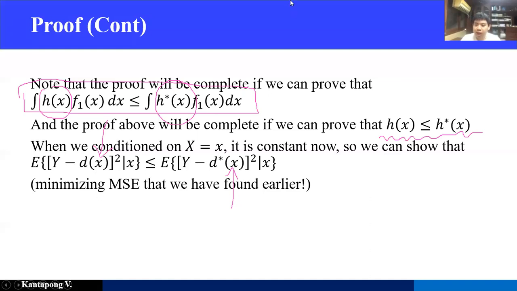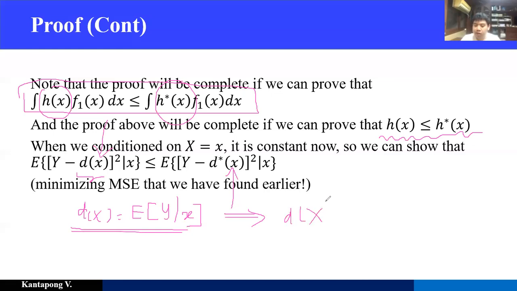We condition on x, and from that distribution, we can say that the minimizer is E of y given little x. But if we need the minimizer for all x, therefore d of big X is going to be E of big Y given big X. It is h of x.